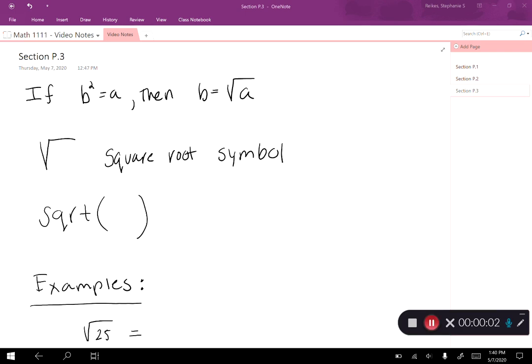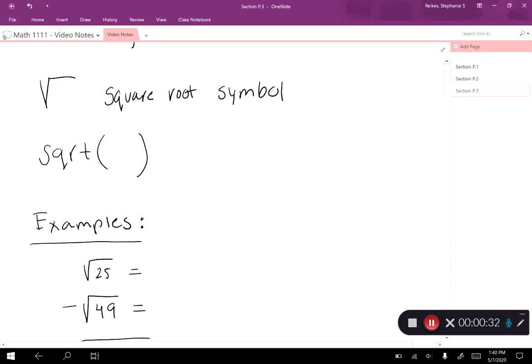In section P.3, we are going to go over radicals and rational exponents. If b squared equals a, then b equals the square root of a, where you can see in the center of your screen the square root symbol. And if I'm using a computer that doesn't let me do mathematical symbols, you may see me do SQRT with some parentheses, and that means I want you to take the square root.